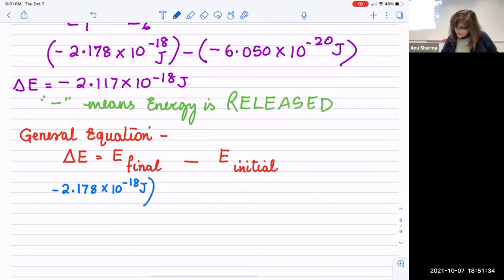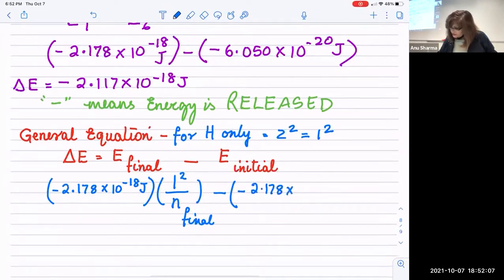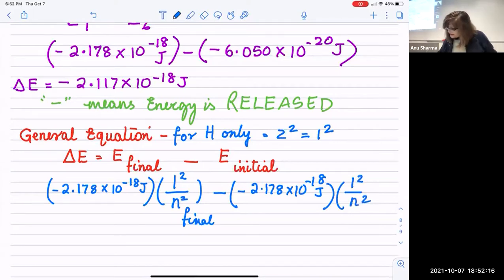Times, now since this is for hydrogen atom only, the value of Z squared is always going to be 1 squared. So why write Z squared all the time? It's 1 squared over whatever the n final is, and then minus 2.178 into 10 to the power negative 18 joules times 1 squared over n squared initial. Sorry, this is final and this is initial. So this is one thing you are going to do.